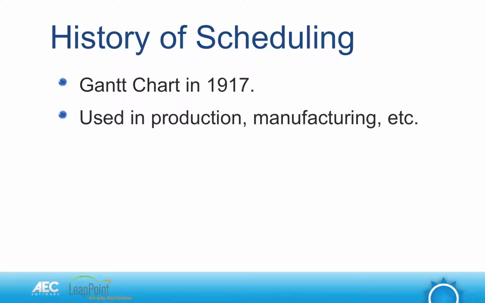Over time, you'll see that scheduling has become more accepted, and thus the creation of the Gantt chart in 1917. You'll see that scheduling is used in all sorts of different fields, from production to manufacturing to marketing to engineering. The major takeaway from this slide is that scheduling can be used for the mega projects such as bridges and superhighways to simple projects such as small websites.